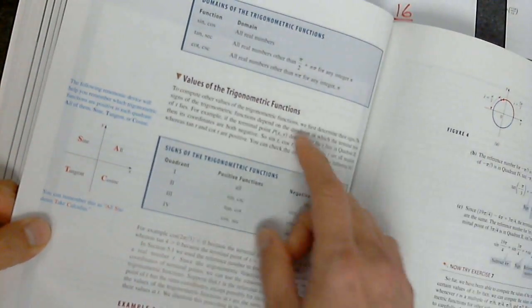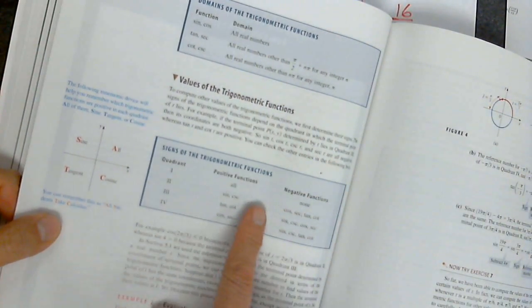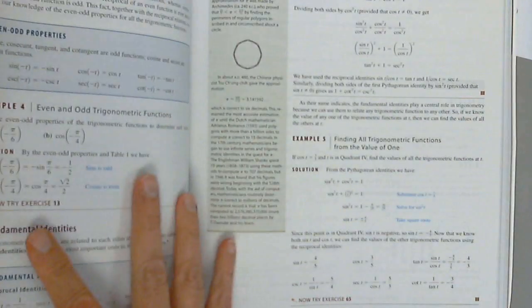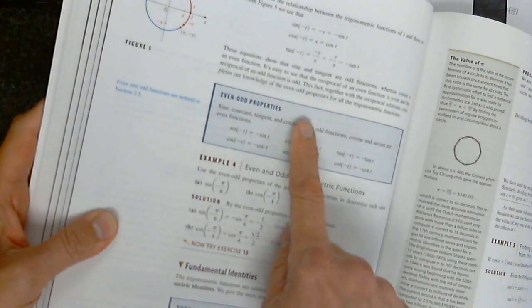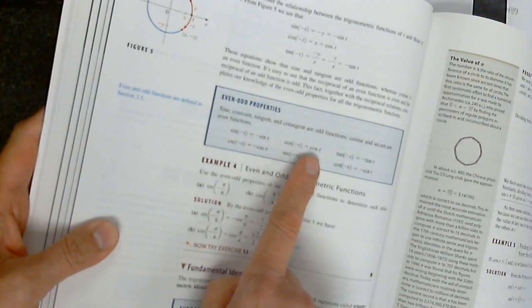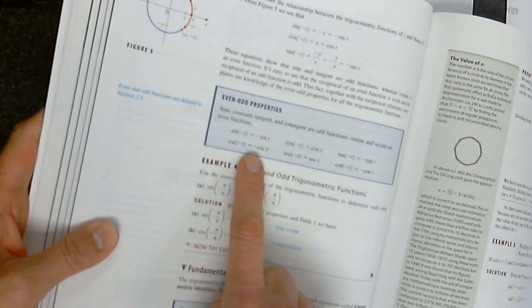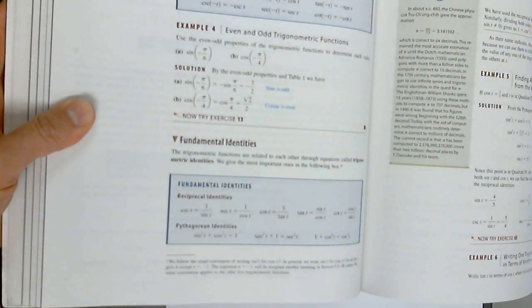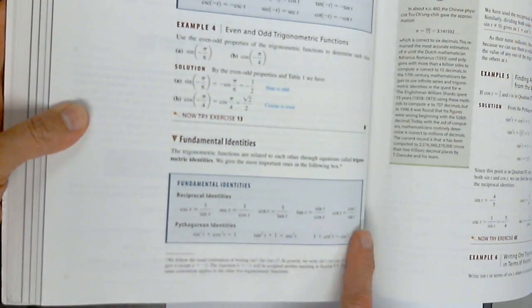Everything the same. The signs of the trig functions that we just discussed. These relationships that we've been using from the beginning. Even and odd properties which we discussed today. As you see, sine is odd, cosine is even, tangent is odd, cosecant is odd, secant is even, cotangent is odd. The fundamental identities, which we already discussed, all of them, and these three identities. So 5.1 and 5.2, please look at those problems for Monday.